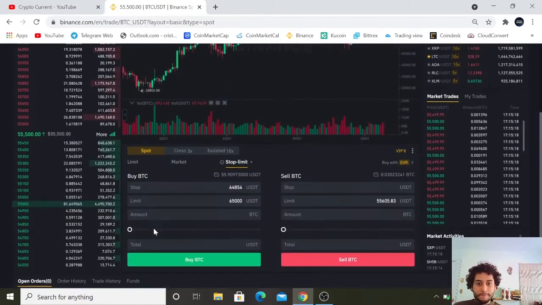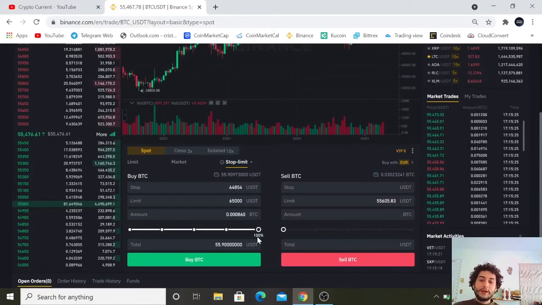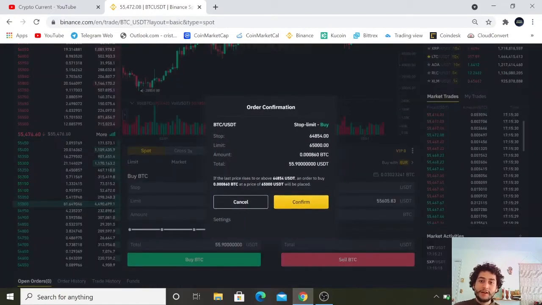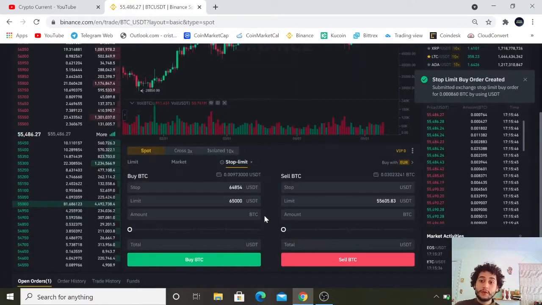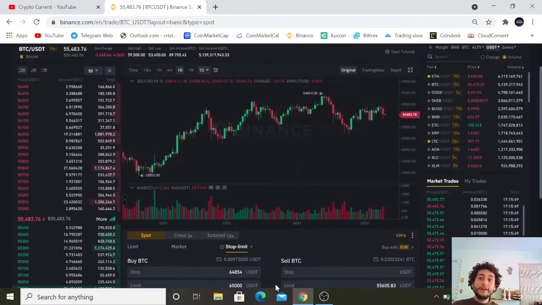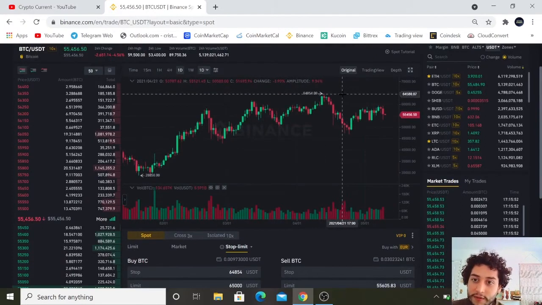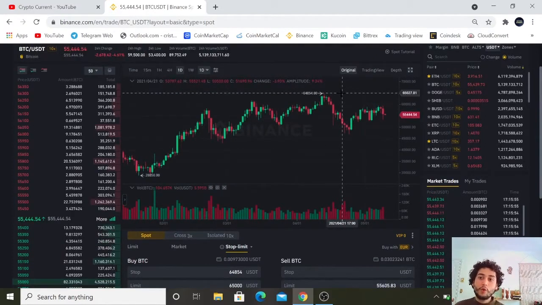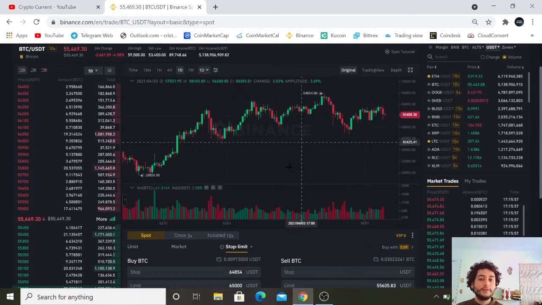So I'll go ahead down here, and with the $55 that I have, I'll buy some Bitcoin or set this conditional buy order. And it'll tell me down here exactly what it's doing. It'll say if the last price rises above 64,854 US dollars, an order to buy some Bitcoin will be placed at $65,000. You can go ahead and click confirm. So what I just told the exchange is that if the price goes above this certain level, then I would like an order to be placed on the market at $65,000.